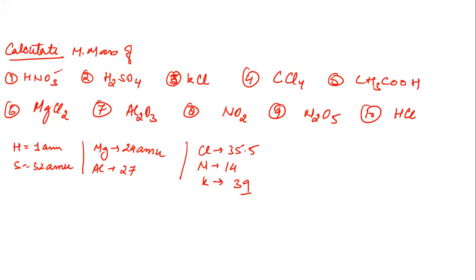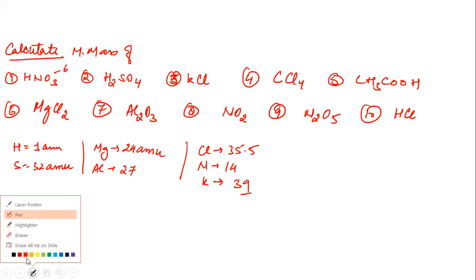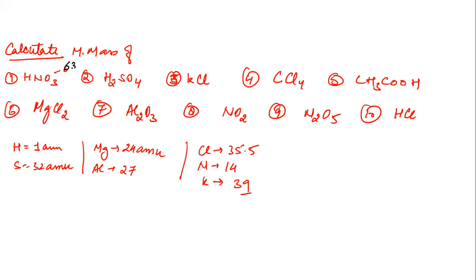So for the first you are getting 63, correct answer. And what about next? H2SO4, what are you getting? 98. Very good. Perfect. What about KCl? 74.5. 39 plus 35.5 is 74.5. Yes, 74.5. What about this one? 154. Okay, this will be all gram.